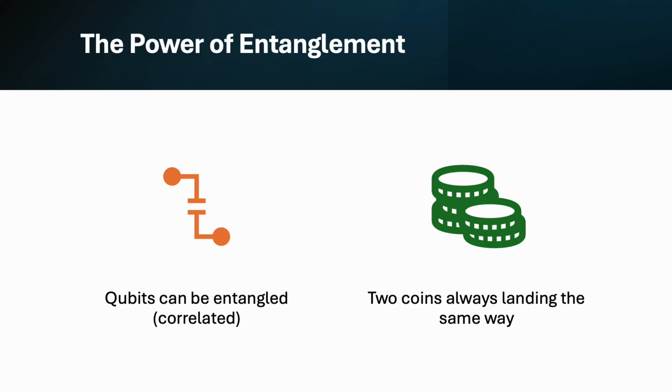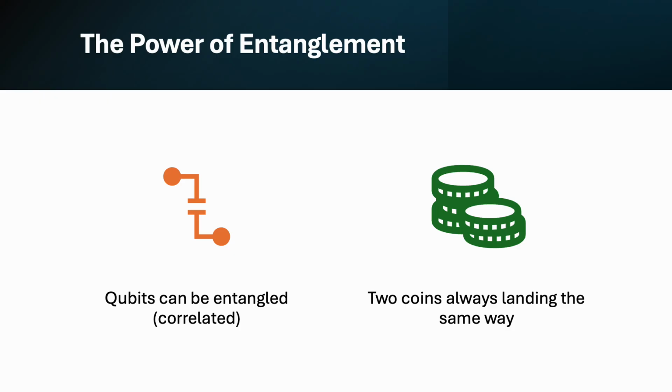Think of it like a team of dancers who are so perfectly in sync that when one person moves, everyone else responds instantaneously without needing to watch or communicate. They just know. This is what makes quantum computers so powerful. For certain tasks, the entangled qubits can explore many possible solutions together as a coordinated team, rather than working independently like bits in a regular computer.